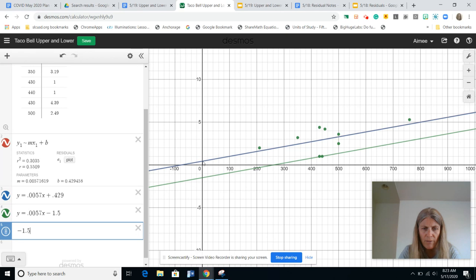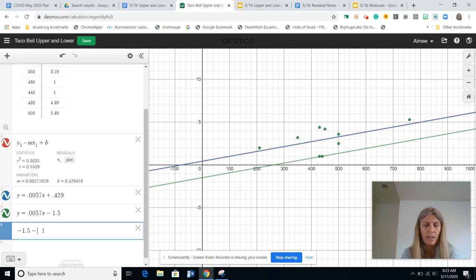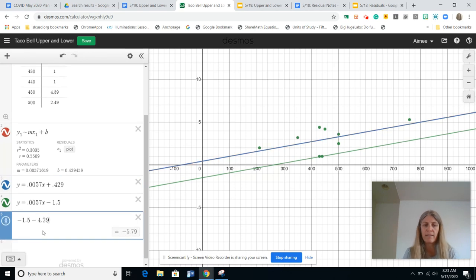And I'm going to hover to see what this y-intercept is. And as you can tell, it's 0.429. So I'm going to subtract them, minus 0.429, to find the difference. I can see that these two here and here are negative 1.929 apart. Now it's distance, so it's absolute value. And I want this y-intercept to be 1.929 above this point of my least squares regression line.